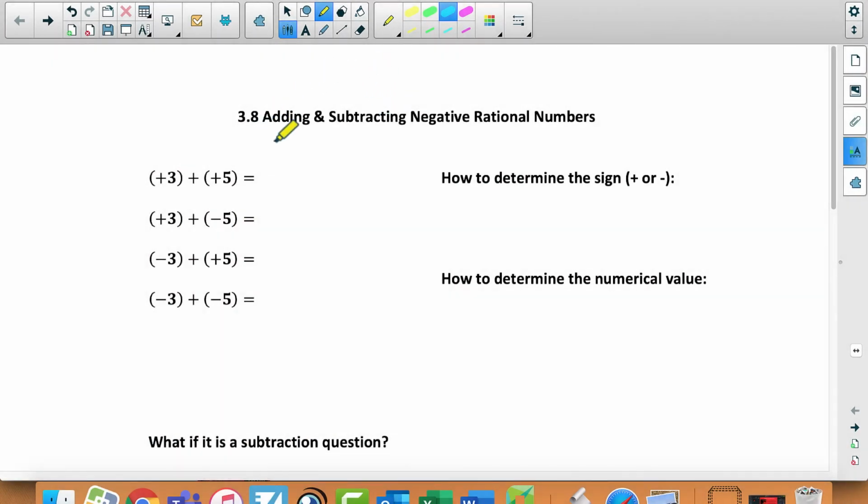Okay everyone, here's a tough lesson. It's the adding and subtracting negative rational numbers lesson. Wow, that's a bit of an awkward title, isn't it? So, we've been avoiding this. When we did our fractions and decimals, I did cover how to multiply and divide negative fractions and negative decimals. It wasn't too bad, right?